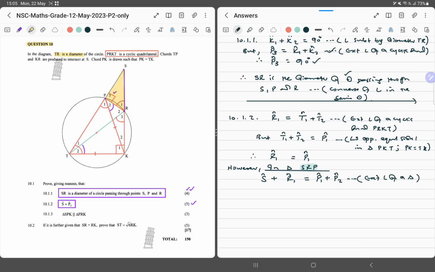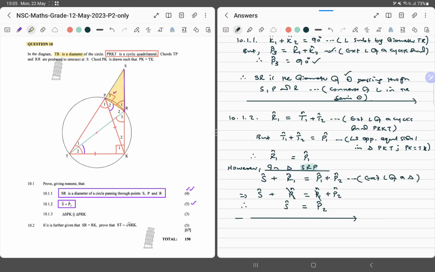Now, what do we know? We know that R1 is essentially angle P1. Instead of R1, we're going to put P1 is equal to P1 plus P2. Now these two will cancel each other. Therefore, we know that angle S is going to be angle P2. Nice and easy. No questions about it. Okay, so a bit of planning.